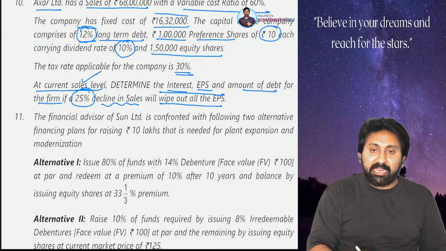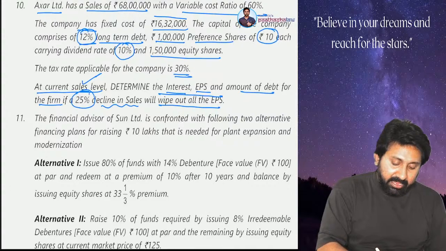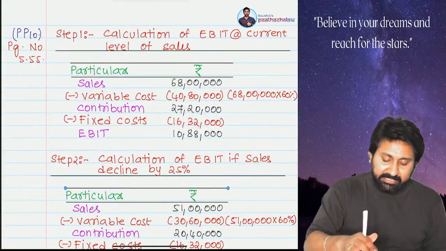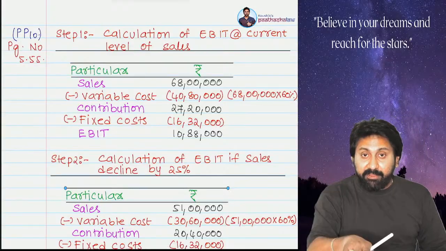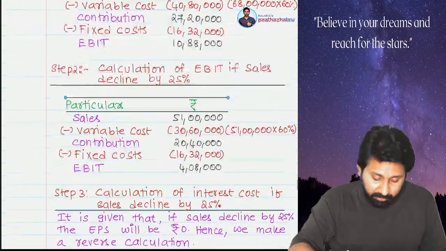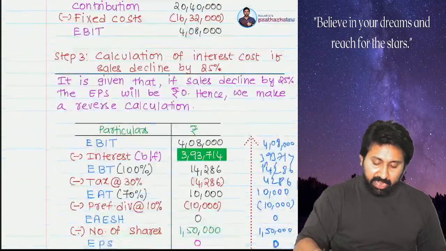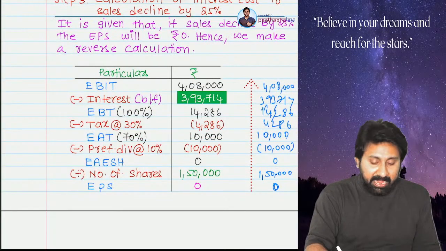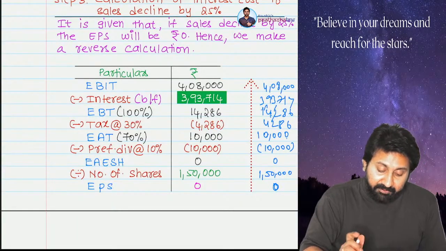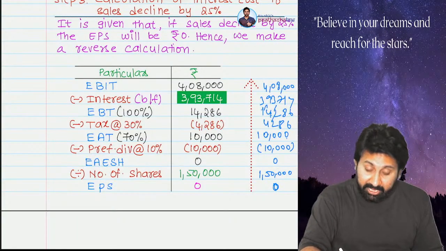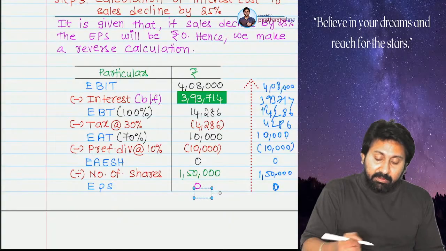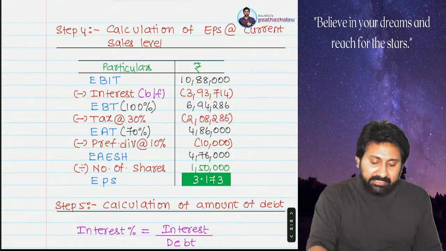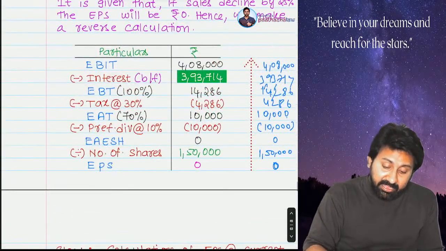First, at the current sales level, interest, EPS and amount of debt. If there is a 25% decline in sales, EPS will be 0. On that basis, if you calculate, you get 3,93,714 as interest, as a balancing figure. If interest is 3,93,714, then the EPS will become 0 after the decline.